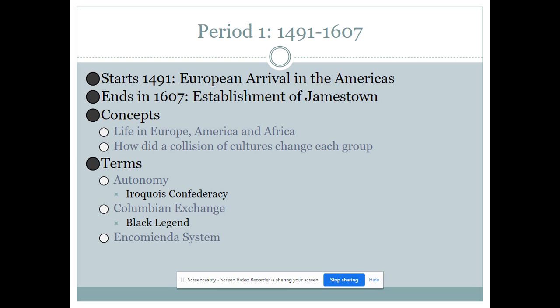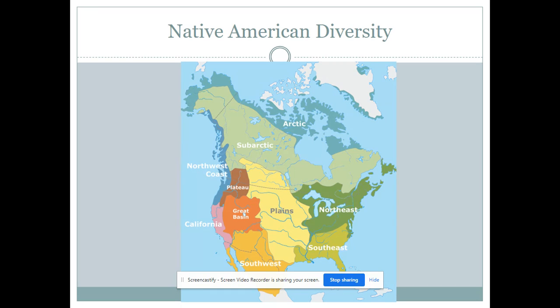A much more detailed thing is the encomienda system, this breakdown of Spanish control in really Latin American places. We'll talk about subjugation.